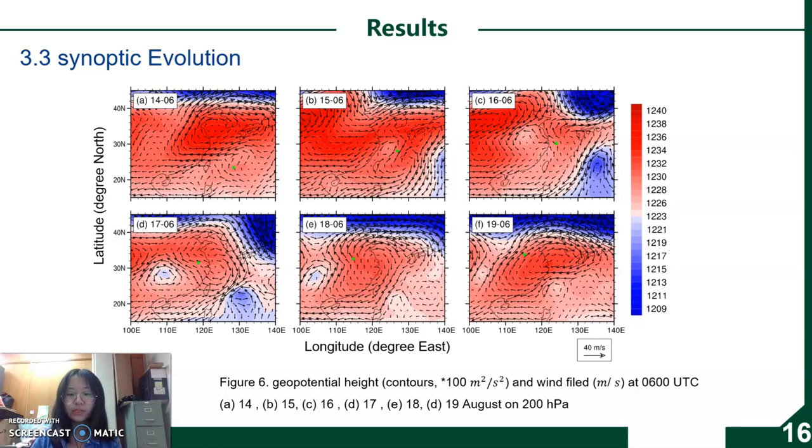The third part of the result is the synoptic evolution. Figure 6 shows the geopotential height in shading and horizontal wind in vectors at 200 hPa. It shows that Rambia was relatively weak at high levels. From 6D to 6F, we can see that after landfalling, the wind here is much larger than the wind here, and the difference was getting stronger. The tropical cyclone was within a divergent zone, which is favorable for ascending motion as a result.